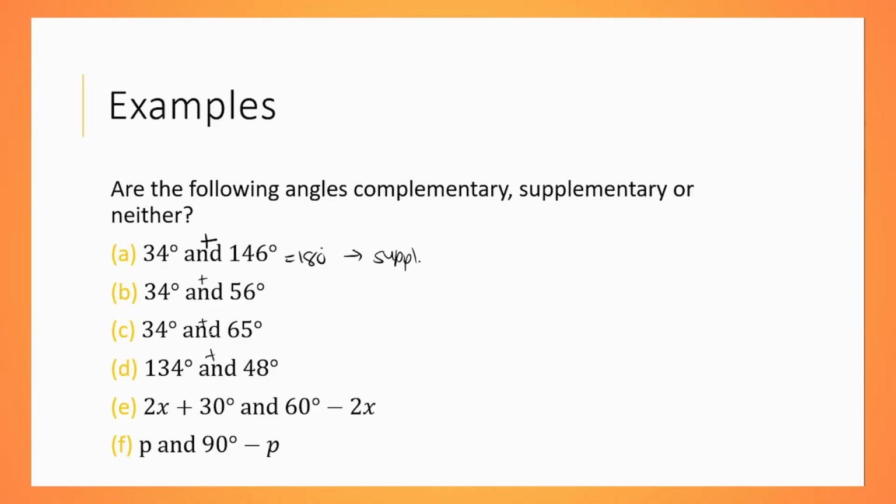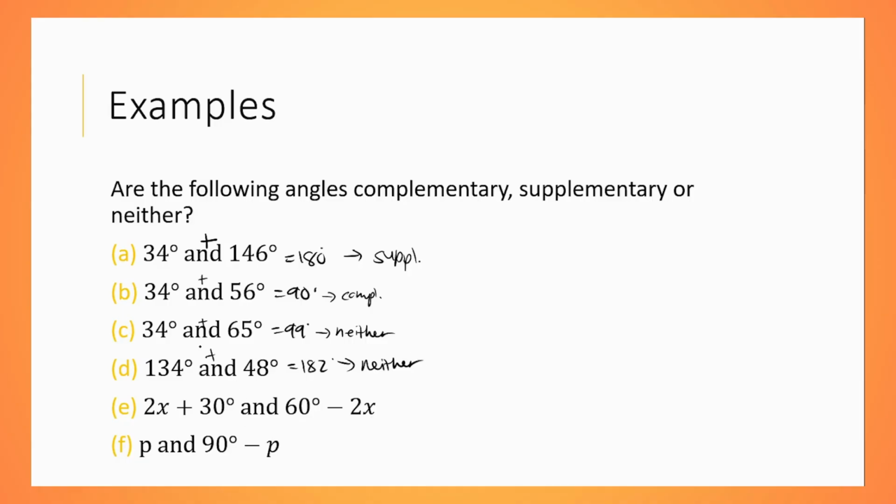Do it for the next B, C, and D also. Let's see what we get. So for B, we get 90. Therefore, we say they're complementary. 99 is neither complementary nor supplementary, so you say neither. And similarly, 182 is also not 180 or exactly 90, so it's neither.